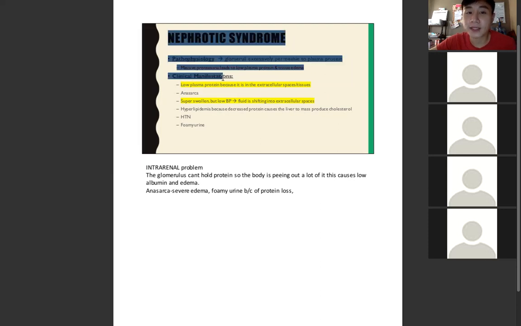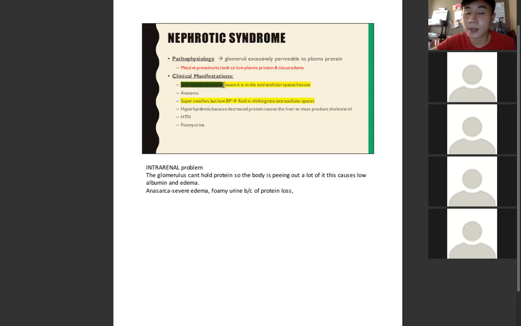So clinical manifestations include low plasma proteins, because the fluid is in the extracellular space tissues. That's what I meant, I'm sorry, extracellular, not interstitial, extracellular space. Anasarca, super swollen, but low blood pressure, because fluid is shifting into the extracellular space.